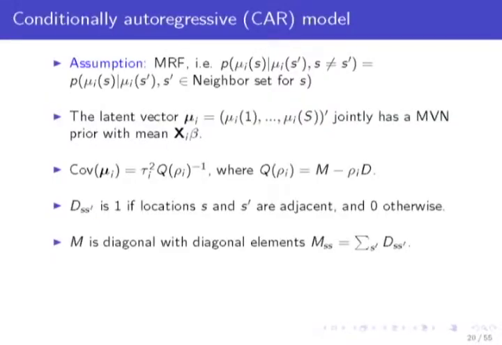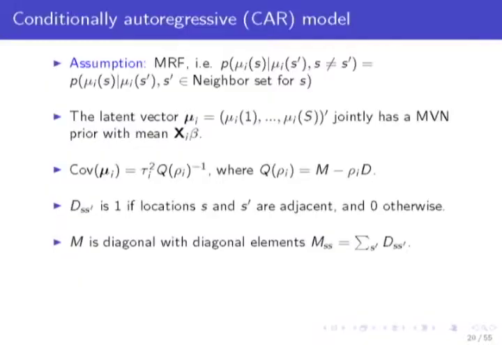Now the latent vector mu_i, which is mu_i1 to mu_iS, jointly has a multivariate normal prior with a mean vector X_i beta, and the covariance matrix defined as tau_i squared Q(rho_i) inverse. This is the structure for the autoregression. So you define the matrix M minus rho_i D. M is the diagonal matrix with diagonal elements defined as this, and D_ss prime denotes locations s and s prime being adjacent, and 0 otherwise. This is like an introductory slide in CAR. If you take a book, you'll be able to pretty much get through it. And this inverse has to exist. There are some conditions that you have to set so that the inverse can be calculated.